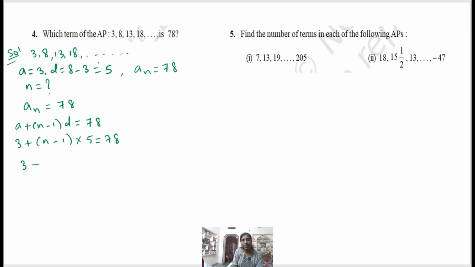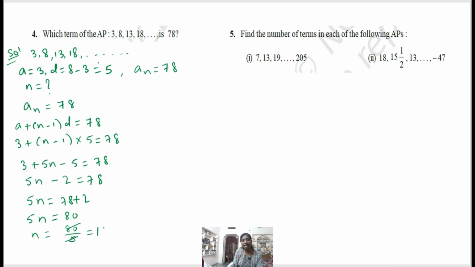Now 3 plus, open the bracket, 5n minus 5 is equal to 78. Now 5n, 3 minus 5 is minus 2, is equal to 78. 5n is equal to 78 plus 2, so 5n is equal to 80. So n is equal to what? 80 divided by 5, cancel it, you will get 16.